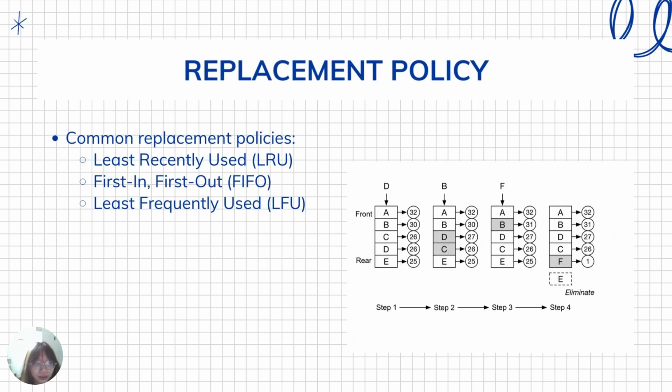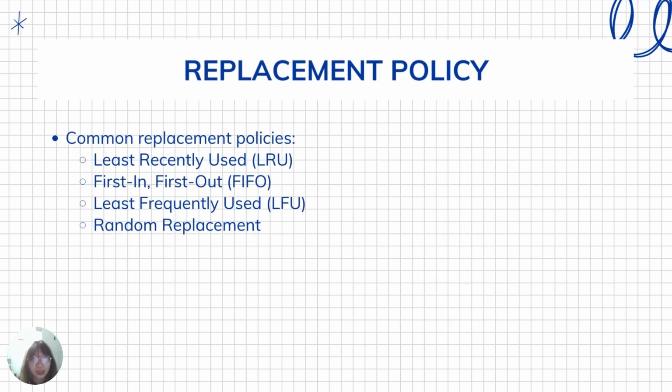The third policy is the least frequently used. This will replace the block that has been used the least over time. So in this policy, it often uses a counter to count the times of access to each data. And the last one is the random replacement, which chooses the block to evict randomly.